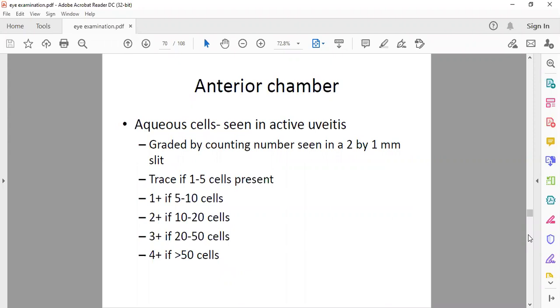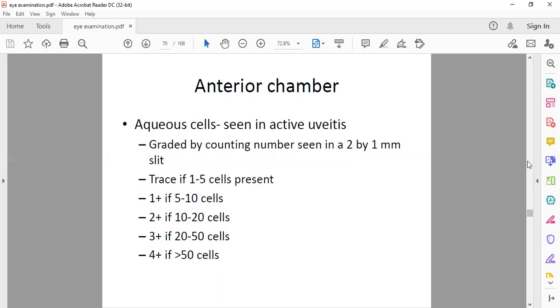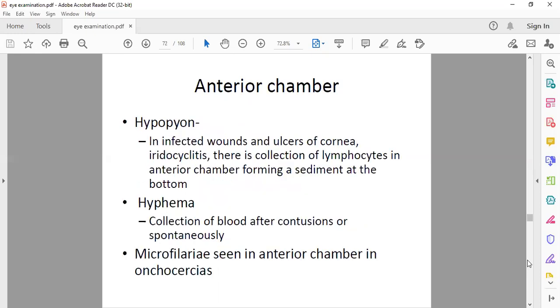Normally, I told you that anterior chamber contains aqueous humor. It is like water, a transparent fluid. But in case of uveitis or inflammation of the iris, you can see cells, white blood cells, or you can see proteins, that is flare, in the anterior chamber. So these are the abnormalities of anterior chamber. One is called cells, that is seen in active uveitis, and flare, which is also seen in active uveitis, and this is because of exudation of protein from the iris or ciliary vessels, and it makes the aqueous slightly opaque.